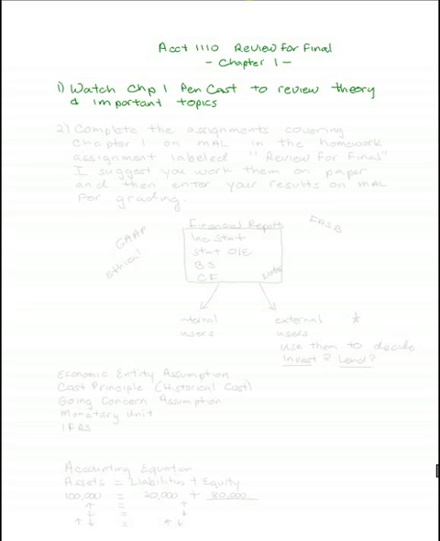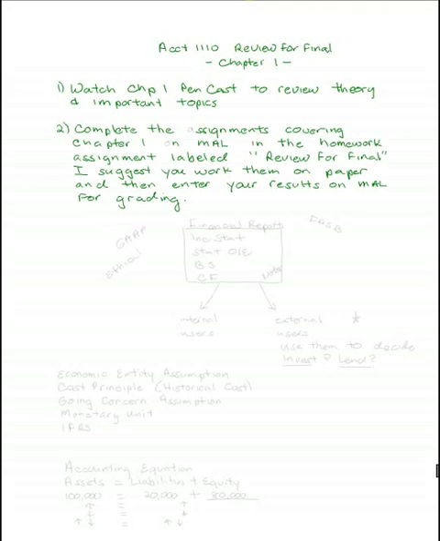I would like to suggest that you watch the Chapter 1 pencast to review the theory and the important topics covered in Chapter 1. Then I suggest you complete the assignments covering Chapter 1 in my Accounting 1110 homework assignment labeled Review for Final. There are some assignments there for each chapter. I suggest you work these on a piece of paper and then enter your results on my accounting lab for grading purposes. Remember, the final exam is a written exam that you take with pencil and paper, so you'll want some practice solving questions in that fashion before you sit for the final.